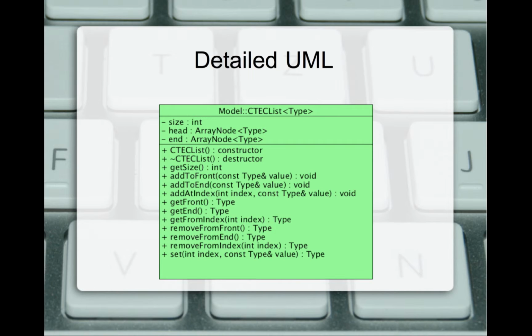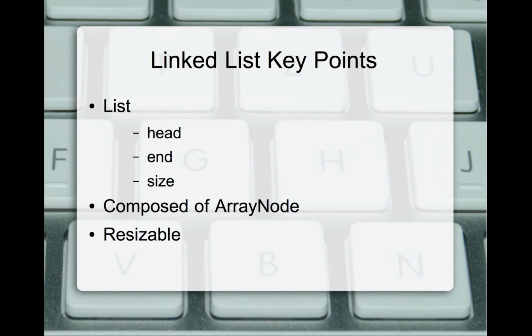And so we take a look at the detailed UML for this. We see that we have our data member section. We have 3 data members of size, head, and end. And then we have a bunch of constructors and methods that we have attached to this. And we have basically grouped together the idea of the get, the add, the remove, and having a set as well. And so we're going to take a look at those in a little more detail as we go through this. First thing we want to do is look at the actual structure of our list.